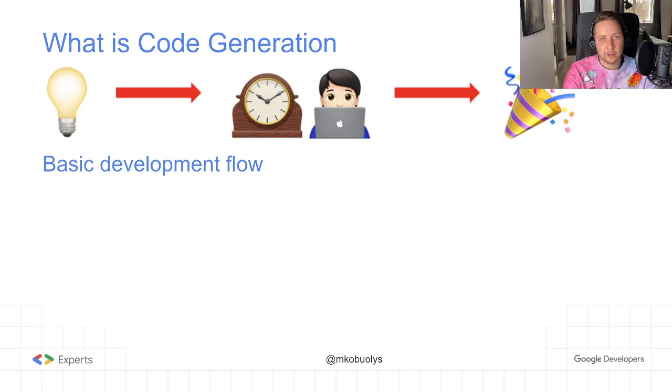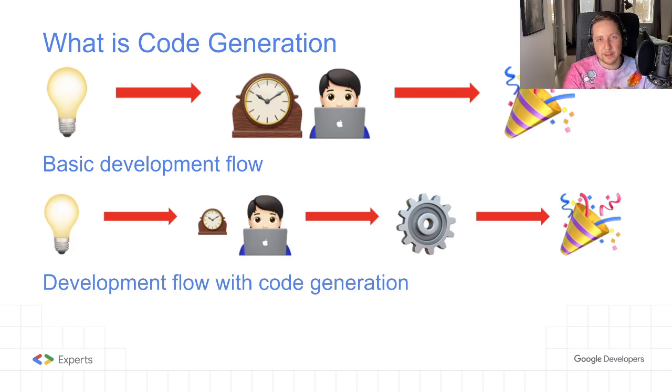To understand the concept of code generation better, we should review the basic development flow. So in the beginning, as usual, you have an idea, you want to implement something, and then you try to transfer this idea to the code, and usually it takes some time. But after writing all the code, you get the idea there and it's actually working, maybe in production, maybe not, that's up to your project.